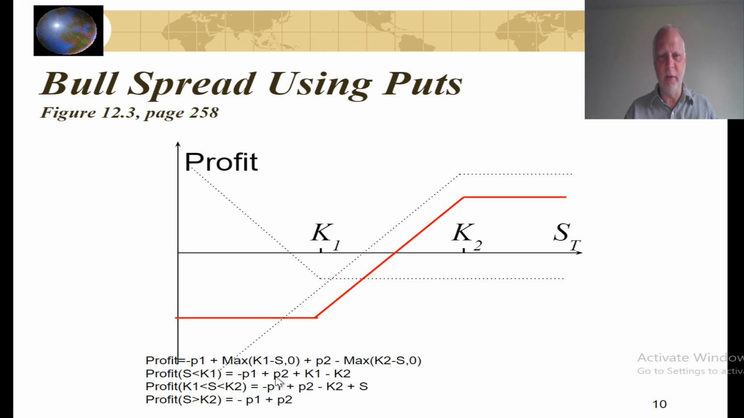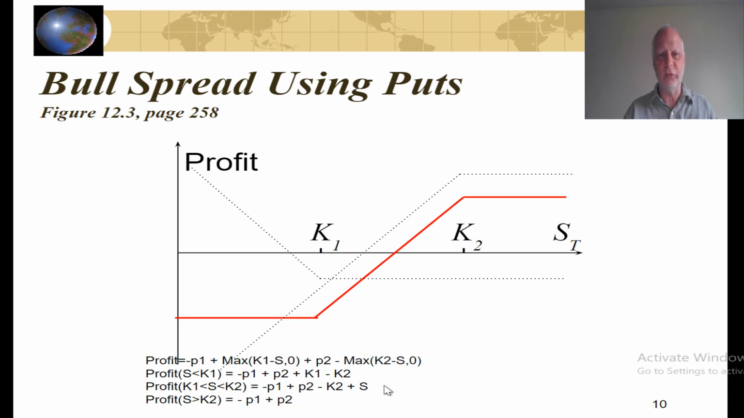Here we have a negative. So we end up with this equation here. K2 is larger than K1, so this is negative. It's a loss down here. How about in the region between K1 and K2? That would be this line here.